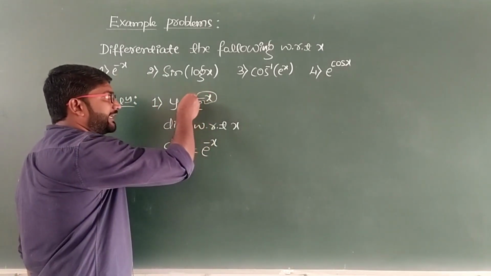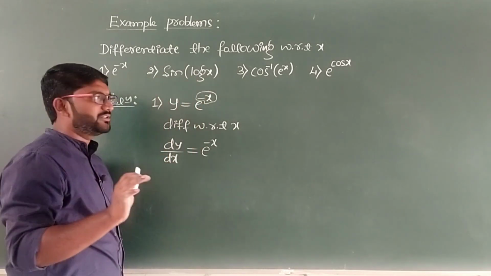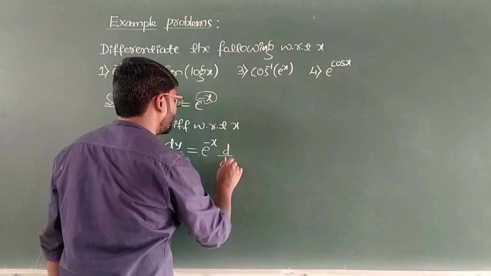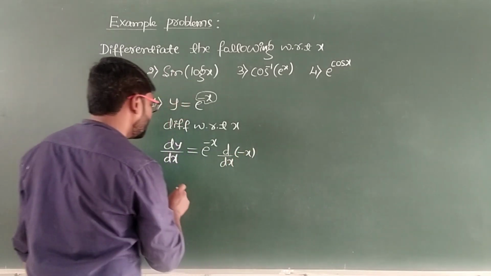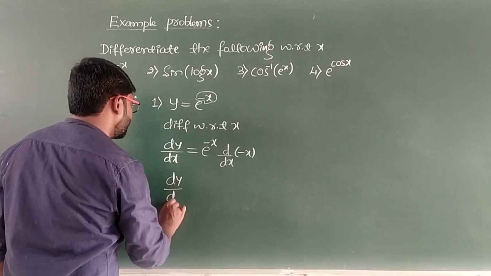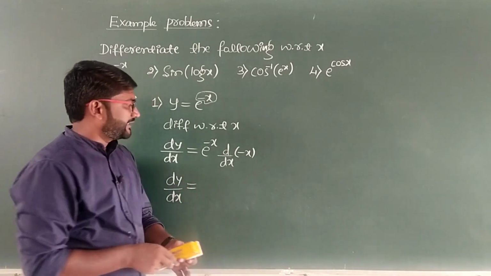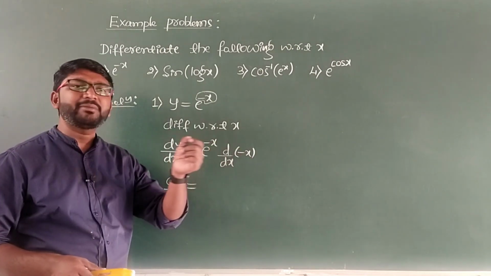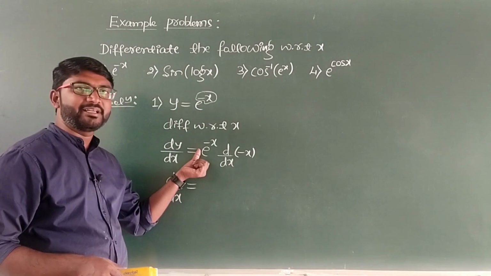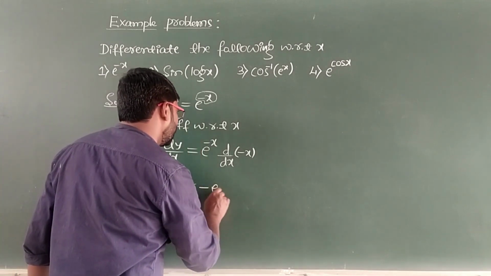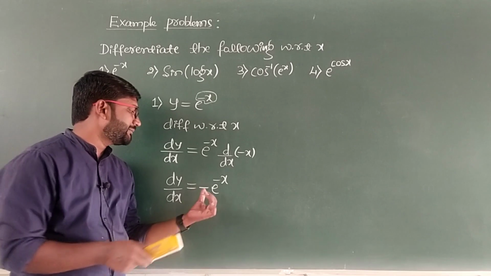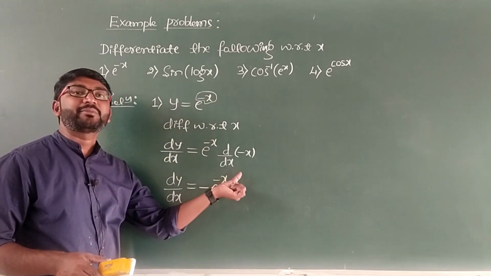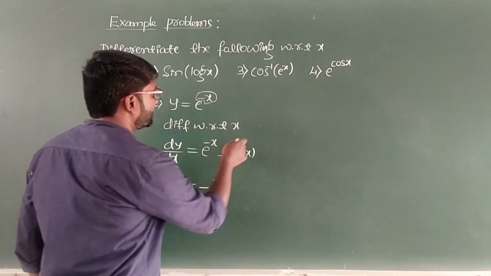Then take the derivative of this function once again, that is, differentiate using the chain rule. So differentiate this minus x once again, into d by dx of minus x. So now dy by dx is equal to, what is the derivative of minus x? Derivative of x is 1, so derivative of minus x is minus 1. I'll write that minus 1 in the beginning. So minus e power minus x. So the derivative of e power minus x is minus e to the power minus x. This is all about question number 1.